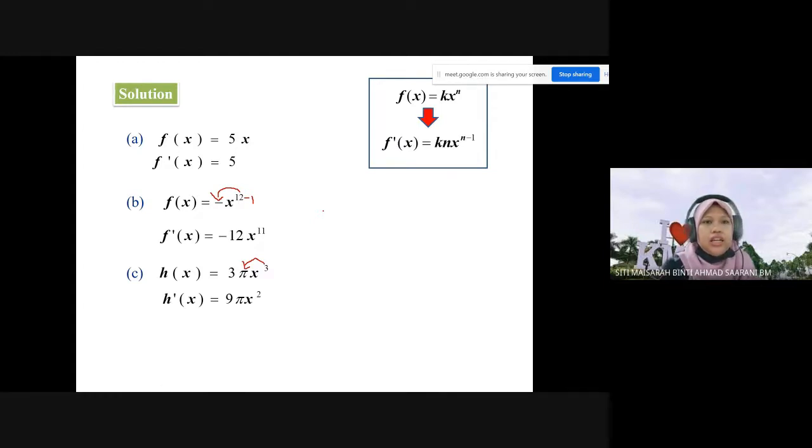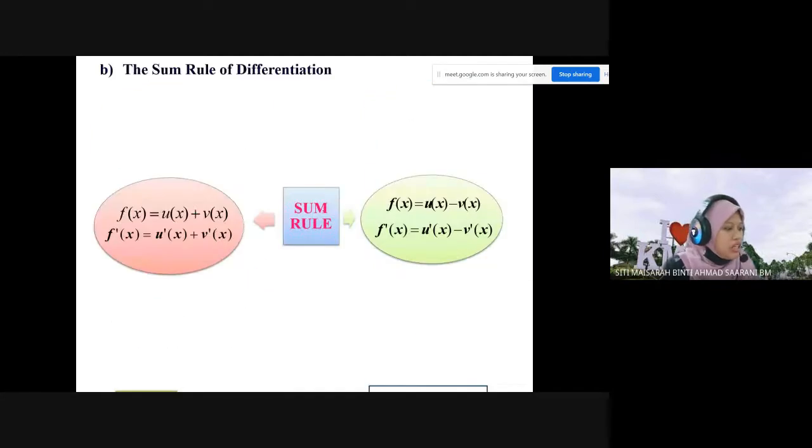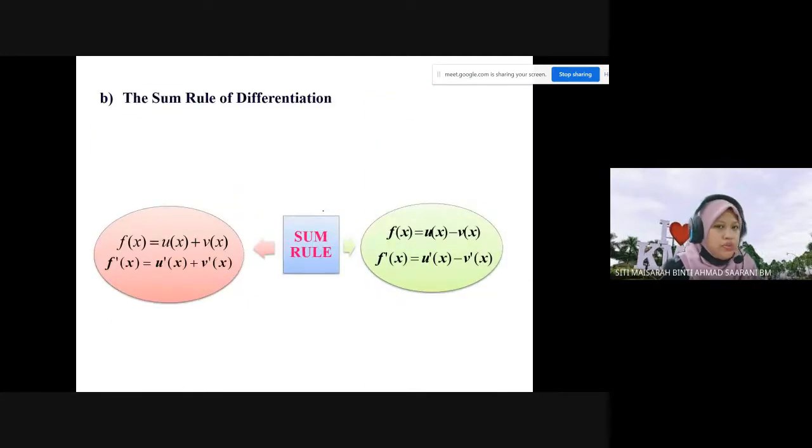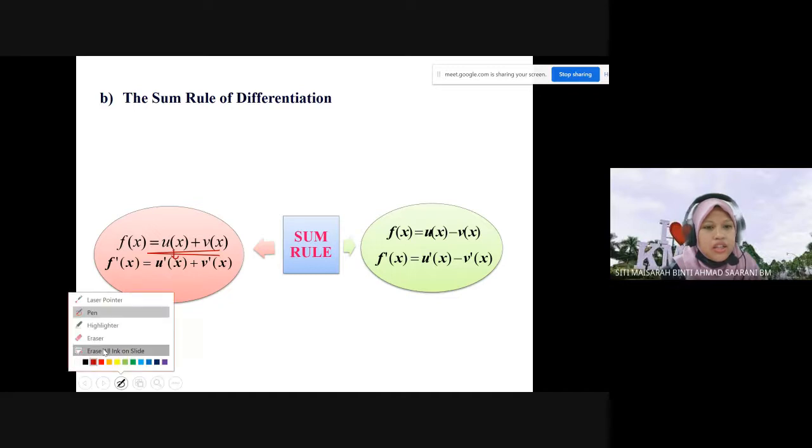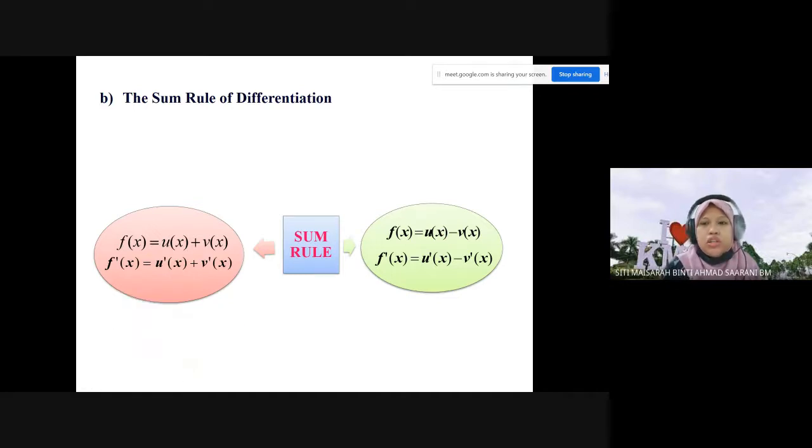And lastly, we have a second rule which is sum rule of differentiation. So sum rule ni kalau ada tambah dengan tolak. Contoh, f(x) equals to ux plus vx. So kita differentiate one by one lah. Ini differentiate satu per satu. Kalau tolak pun samalah. Ux tolak vx is u prime minus v prime.